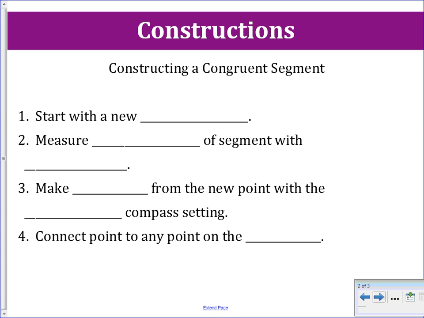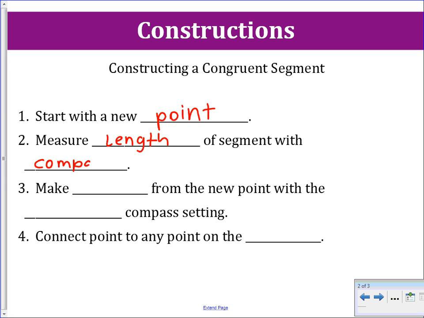In order to make a congruent segment, you're going to need a starting point. So the first thing you'll have to do is make a new point, and that will be your starting point for your new segment. From there, we have to copy the one that we already have. So we are going to measure the length of the original segment, and you're going to do that with the compass.